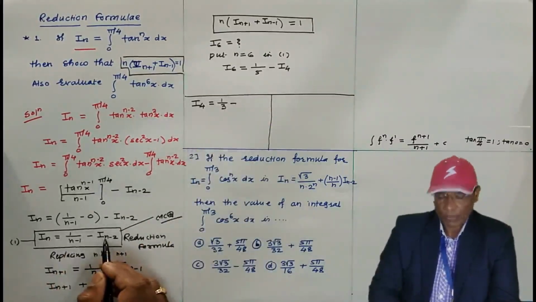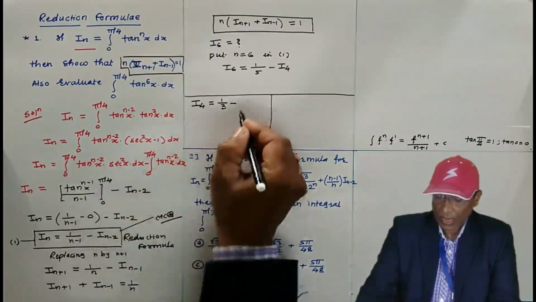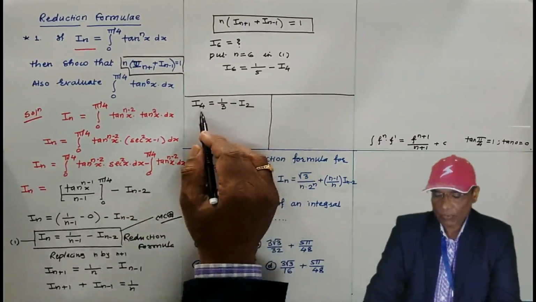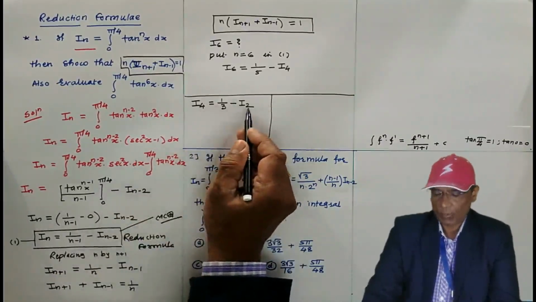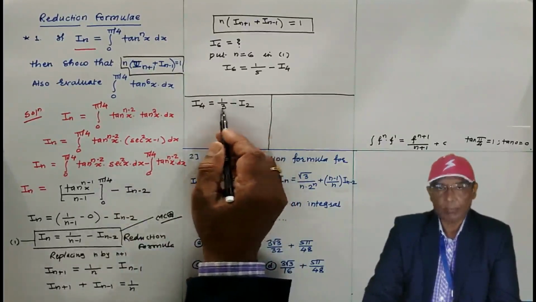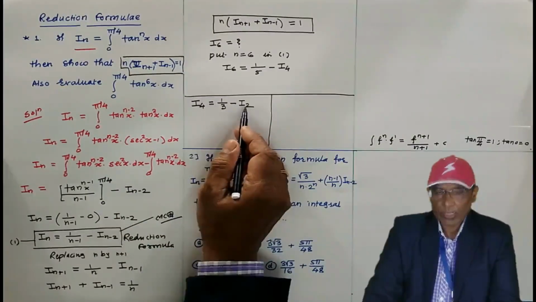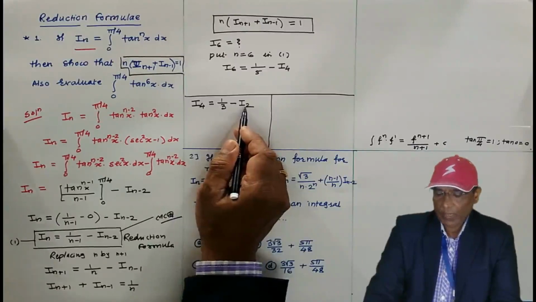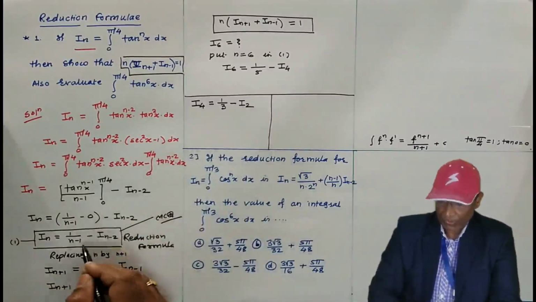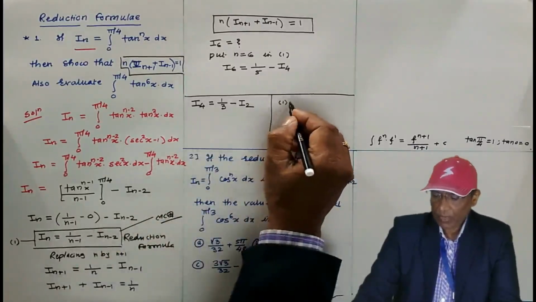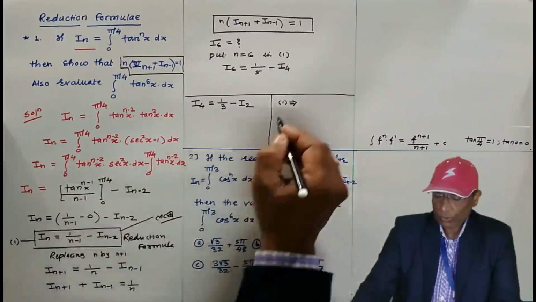Put n equal to 4, I4 minus 2 is I4. In this way, the value of I4 in terms of I2 I have obtained by the reduction formula. Now I2 is required, so find the value of I2 again from equation 1. This equation 1 gives, put n equal to 2.